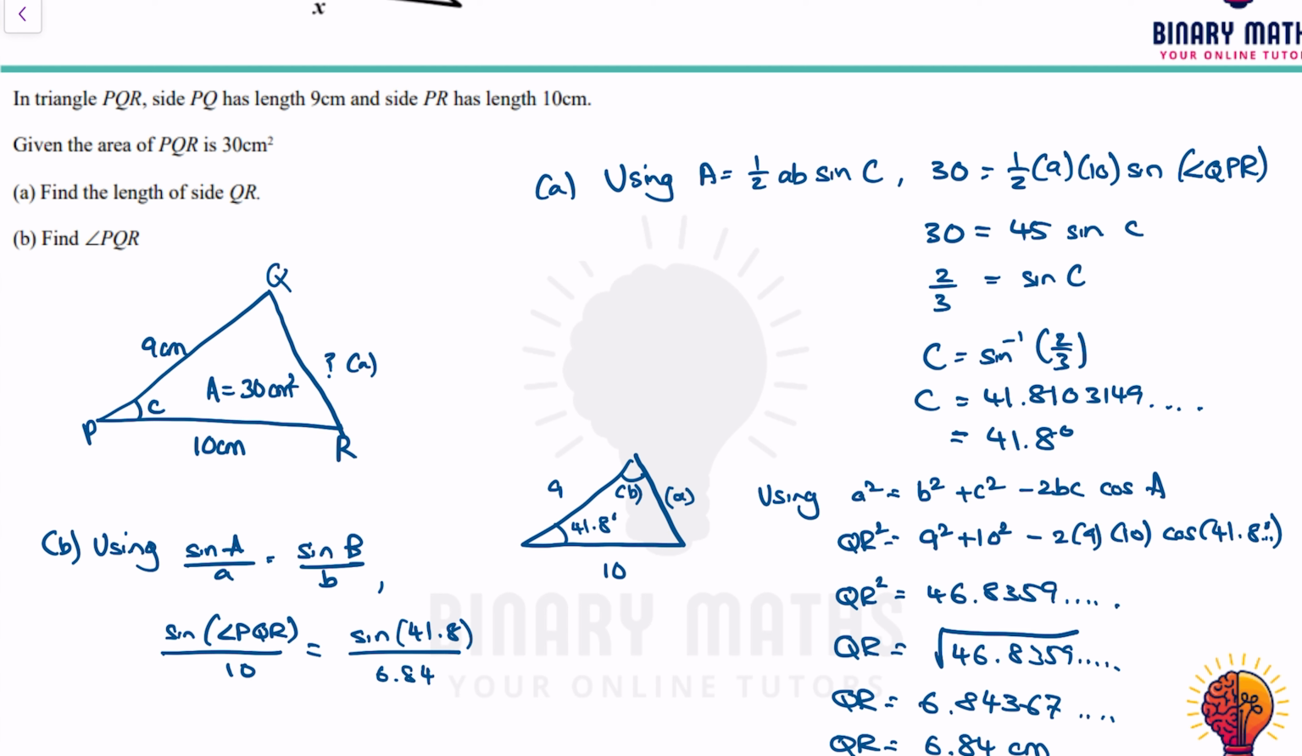Again, when I put this into my calculator, I'm using the non-rounded version. This means I get sine of angle PQR is equal to 0.97413. So angle PQR will be equal to inverse sine of 0.97413, which is a value of 76.9402. If I round this, I get 76.9 degrees.